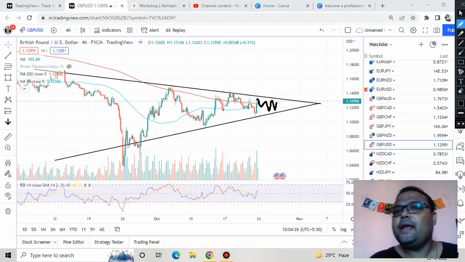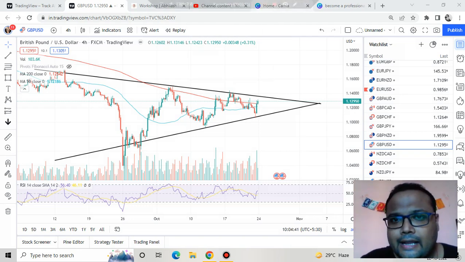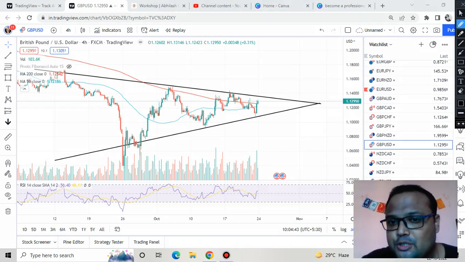And if you really want to take a trade, if you're really in love with GBPUSD, then you can consider taking a buy position if the market comes down and bounces from the trend line at the bottom. And if the market reverses from the trend line at the top, you can take a sell position here. And if the market bounces from here, you can take a buy position here.